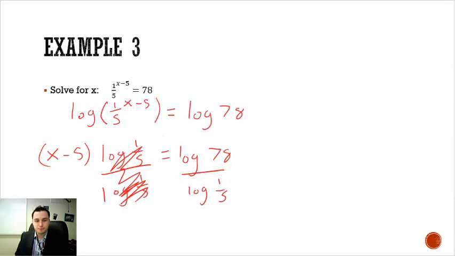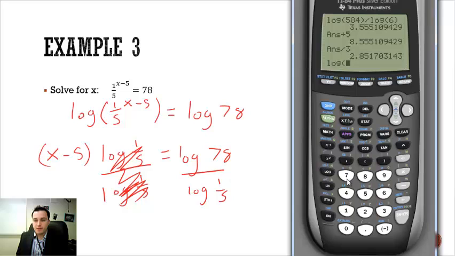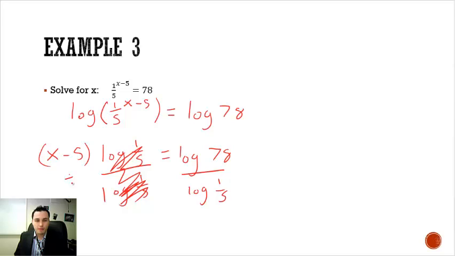Let's go ahead and type it in. Log of 78 divided by log of 1/5 is negative 2.707-ish. And it looks like we said we're just going to add 5 to that amount, so just plus 5. We get 2.293.